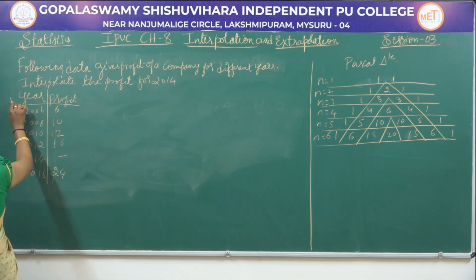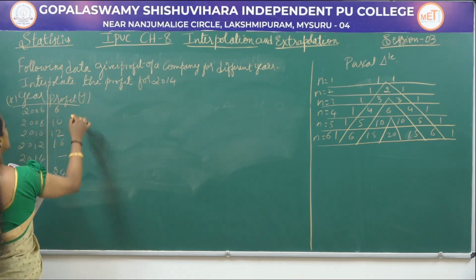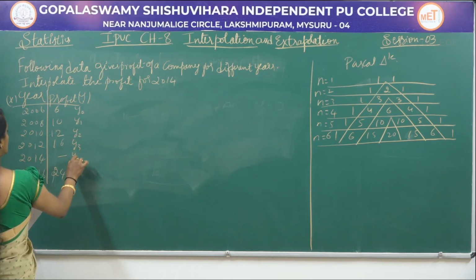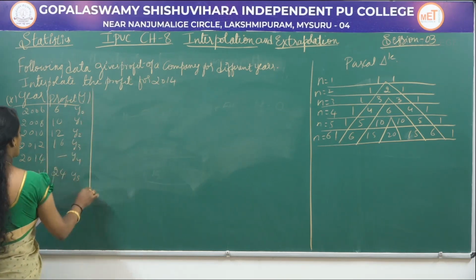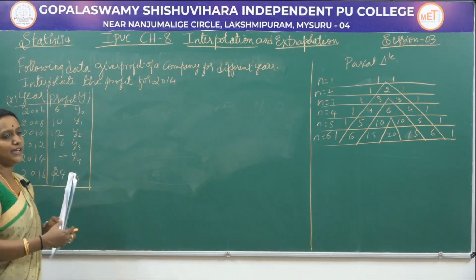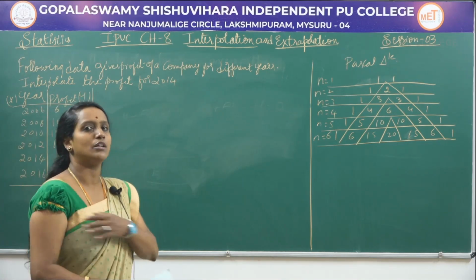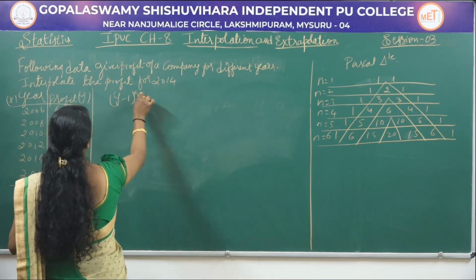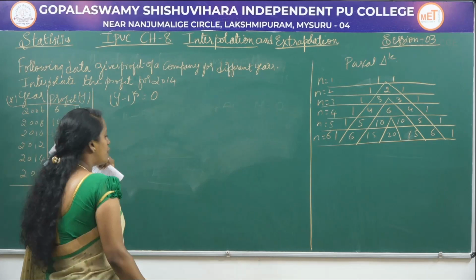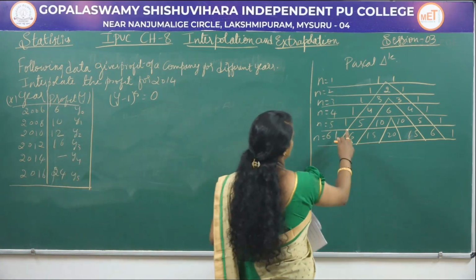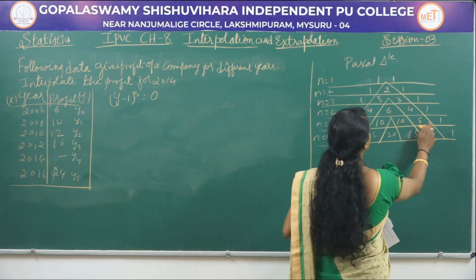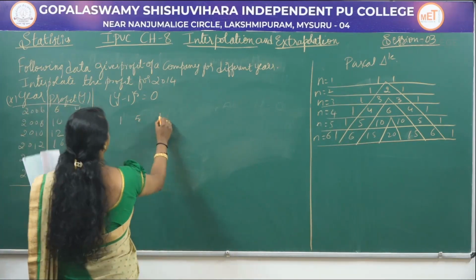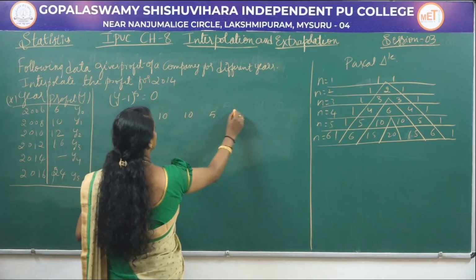So here I will take year as x and profit as y. So these are y0, y1, y2, y3, y4 and this is y5. Till y5 we are having, so here n is equal to 5. For that (y minus 1) to the power 5 equal to 0. For n is equal to 5 in Pascal triangle the coefficients are 1, 5, 10, 10, 5, 1. So let me write that first.